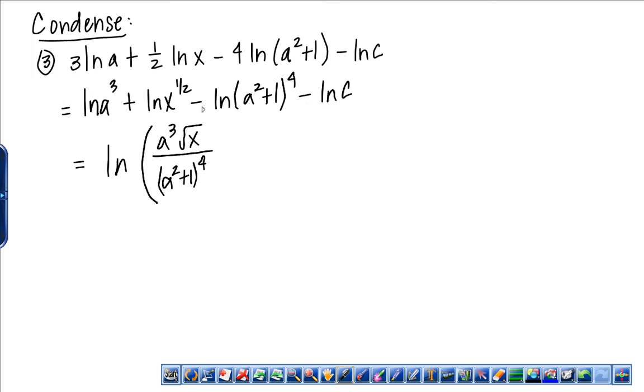Remember, when I've got a minus and a minus, this means I'm going to multiply times c. And I'm just going to bring that in front just because it's kind of by itself. And this should be your final answer.